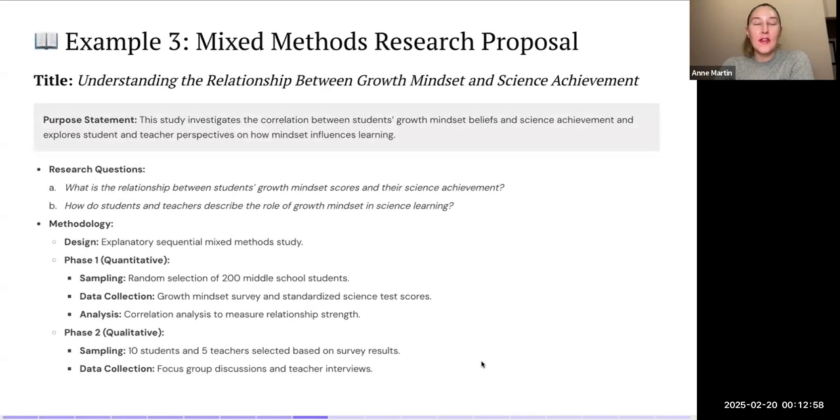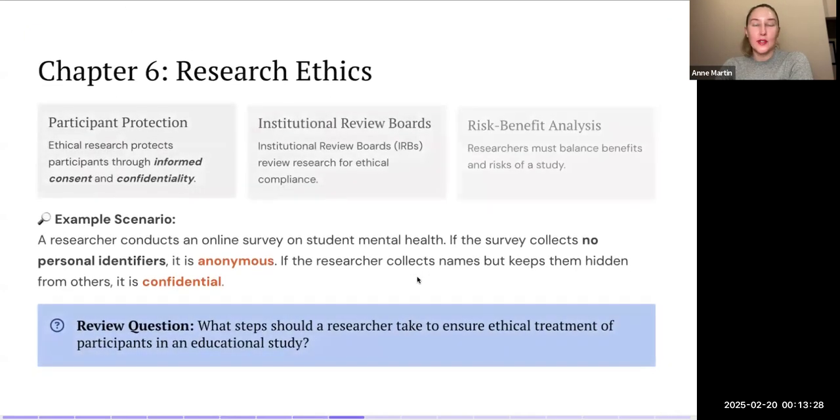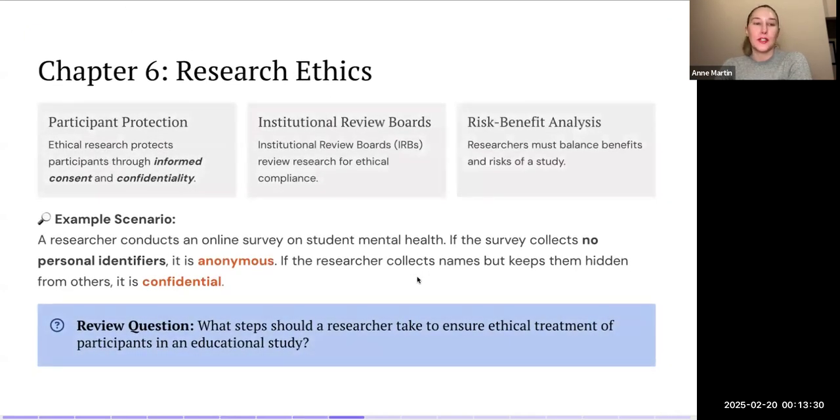And then in mixed methods, the relationship between growth mindset and science achievement. In the purpose statement, you can see they have elements of both: the correlation between a growth mindset belief and science achievement, and then also teacher perspectives on how mindset influences learning. You can see this one has two separate research questions. You can do it like that or have an integrated one. And then in the methodology, they have the quantitative phase and the qualitative phase. So those are some examples of how those different proposals will look different.